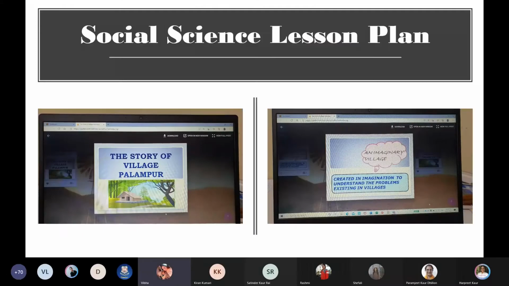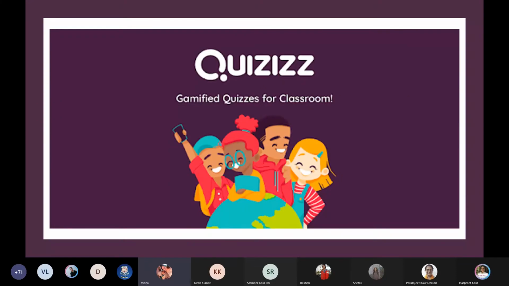And social science teacher Miss Satinder Kaur Rai is always very innovative when it comes to the use of new tools, and she has also prepared a lesson on Padlet, that is the story of village Palumpur, and you can see some of the pictures of that story, the story of village Palumpur. It's a chapter of class 9th social studies. Now comes the next tool, that is quizzes.